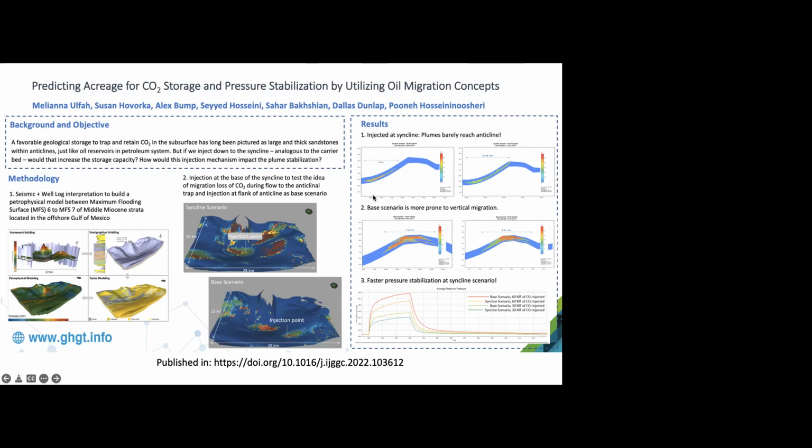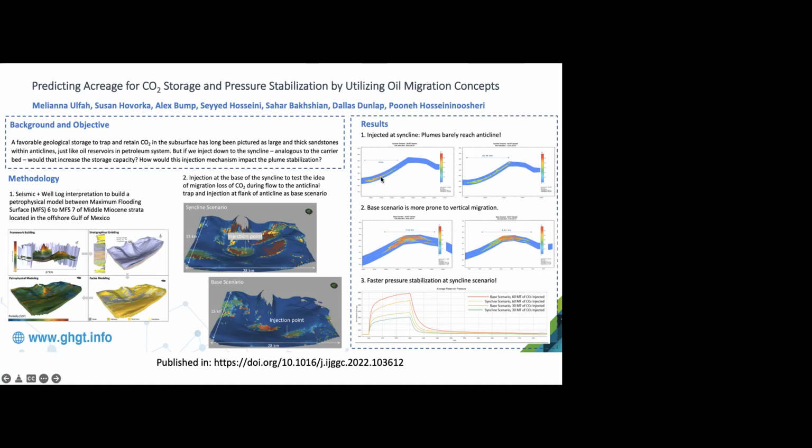It shows that when we're injecting the CO2 at the base of the syncline, the CO2 barely reaches the anticline. Blue means no CO2, red means 50% gas saturation, of CO2 saturation. You can see that this is 30 years. So we're doing 30 years of continuous injection, where we inject 1 million tons of CO2 every year. So it's a total of 30 million tons of CO2 injected, and they do not reach the anticline at all at the end of the injection.